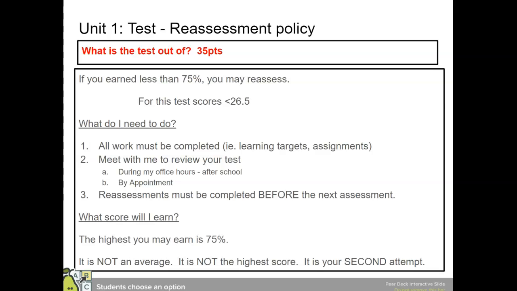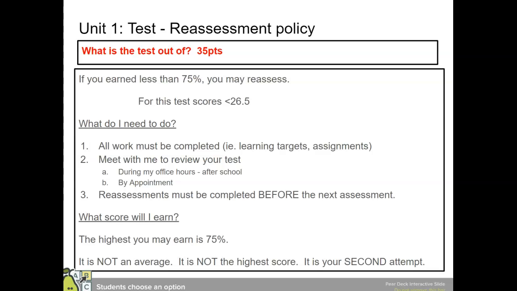What I would like to talk about for just a moment is the Unit 1 test. If you scored less than 27 on the test, or 26.5 technically, you are eligible to retake the test for up to 75%, which will be 27 points. You would need to meet with me to review your test during my office hours as posted on Schoology or by appointment. They must be completed before the next assessment. I will let you know when that is in class. The highest you may earn is 75%.